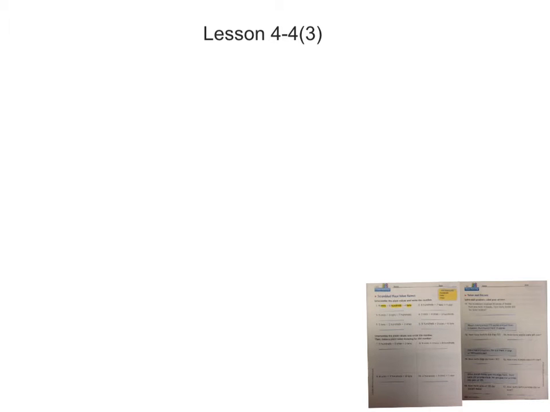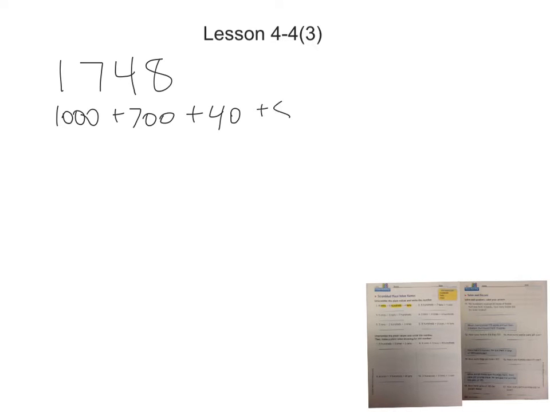Alright, boys and girls, today's lesson is lesson 4-4, and that's practicing with place value. So today we're going to work on different ways to figure out problems that have some sort of place value mix-ups or changes. First I want to play around with some numbers. I'm going to put 1,748. You know that this is 1,000 plus 700 plus 40 plus 8.